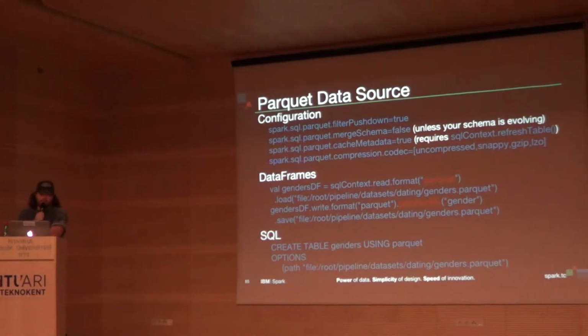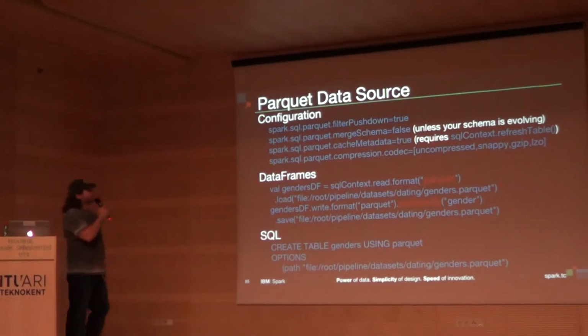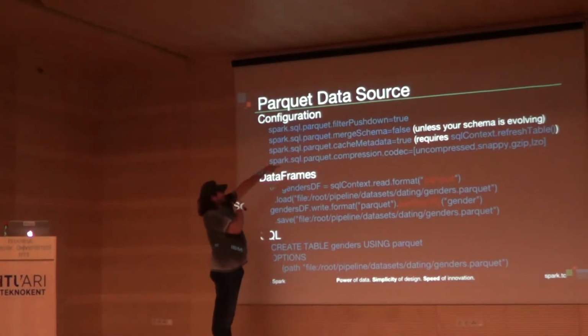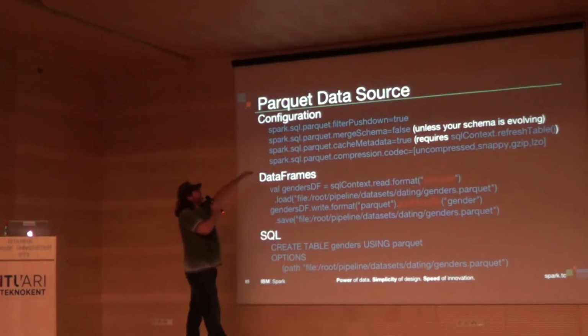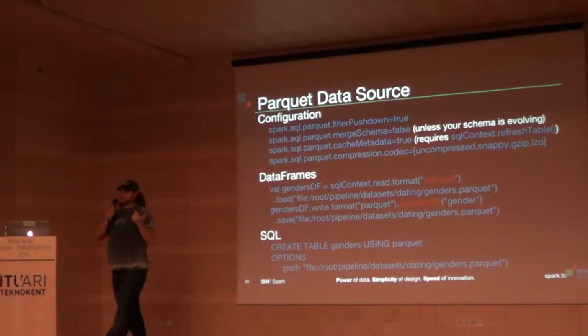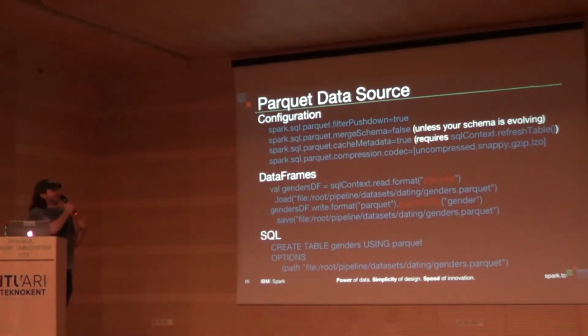Parquet data source. Here are some of the configuration parameters. Always keep filter pushdowns turned on. Merge schema, you want to keep false. This is where you have the evolving schema. Not unless you're actually using it, because Spark SQL is sort of being pessimistic when you have merge schema turned on. Also, I've seen some bugs around that flag being on. Obviously those get fixed, but it's best to keep it off if you don't need it.